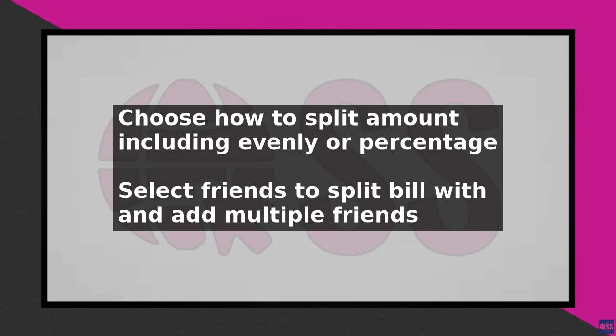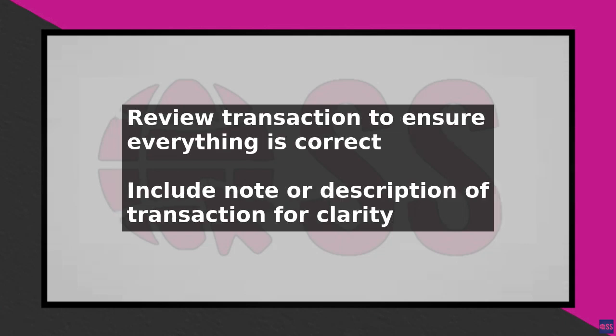You can also enter a custom amount for each person by tapping the Custom button and entering the amount each person owes. Once you have chosen how you want to split the bill, review the transaction to make sure everything is correct. Make sure to include a note or description of the transaction, such as the bill you are splitting, so that your friends know what the payment is for.